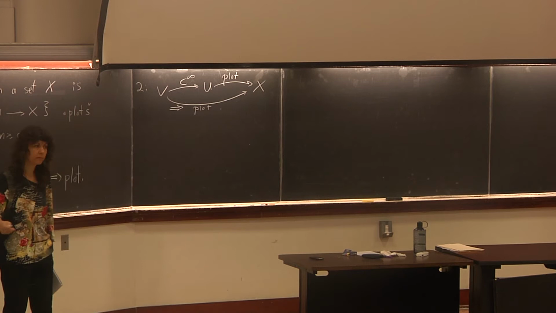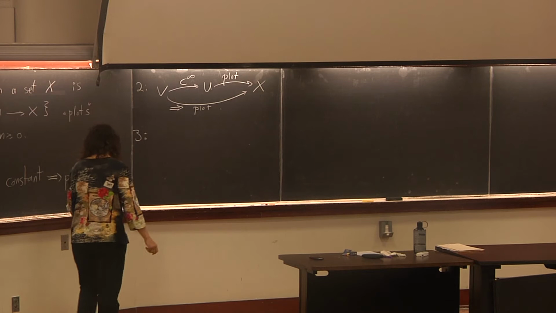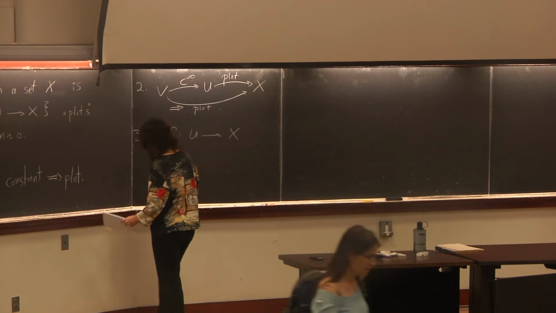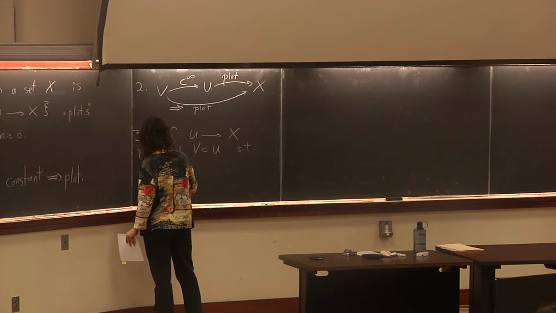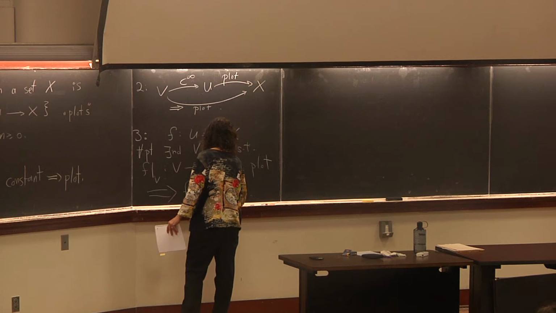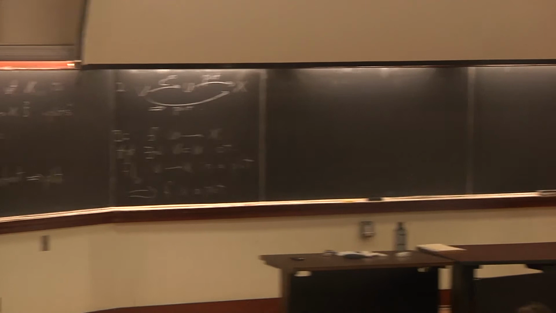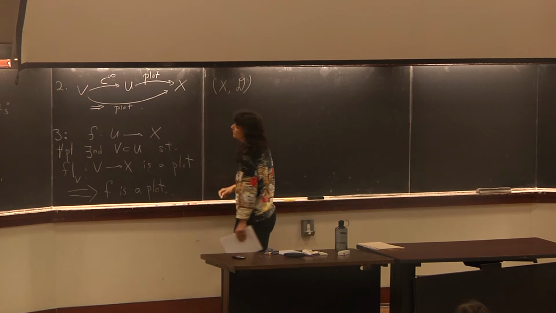That's fine. And third is the locality. Being a plot is a local condition. Of course, in the domains, we have the ordinary topology of open subsets in Rn. If you have a mystery function and you know that it's locally a plot, then it's a plot. This is awfully general. The diffeological space is a pair consisting of a set and a diffeology on that set.